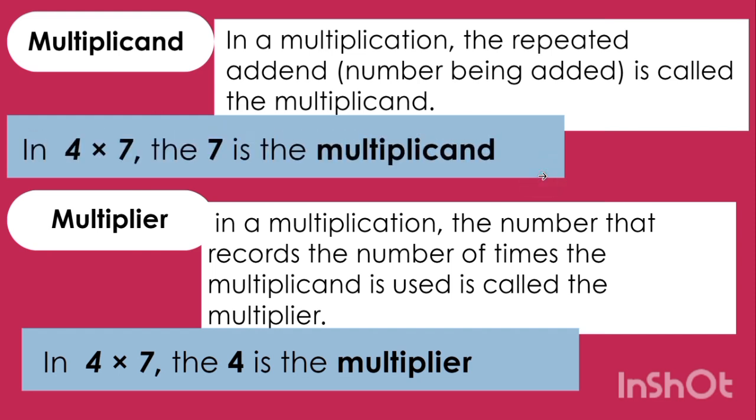Solve it and comment down below. So, the multiplicand is the repeated addend, or the number being added. In 4 times 7, the 7 is the multiplicand. It is the number that will be repeated in adding. The multiplier is the number that records the number of times the multiplicand is used. So the 4 is the multiplier, the number that records how many times 7 is added.